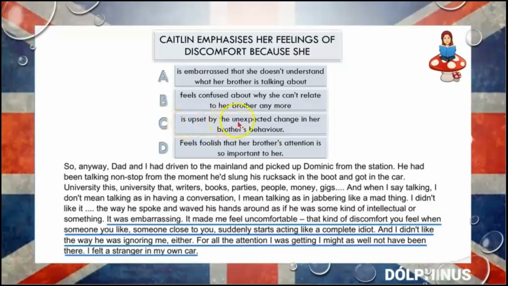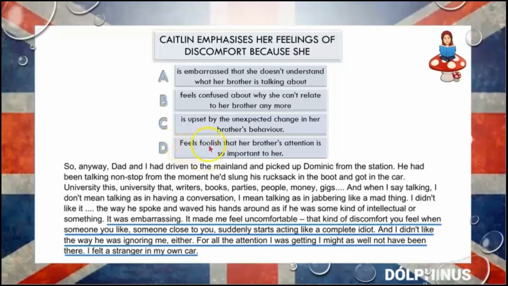C is upset by the unexpected change in her brother's behavior. C is correct. Why? Because it mentions it was embarrassing, it made me feel uncomfortable, and here it is: the kind of discomfort you feel when someone you like, someone close to you, suddenly, unexpectedly starts acting like a complete idiot. So C is correct because in the text it's saying the same but with different vocabulary.